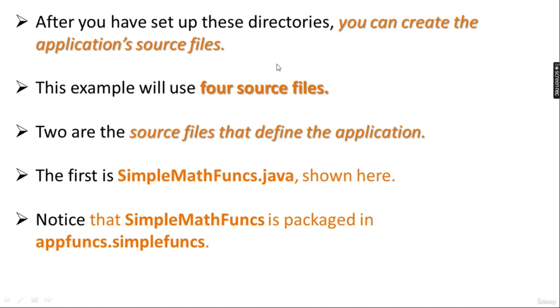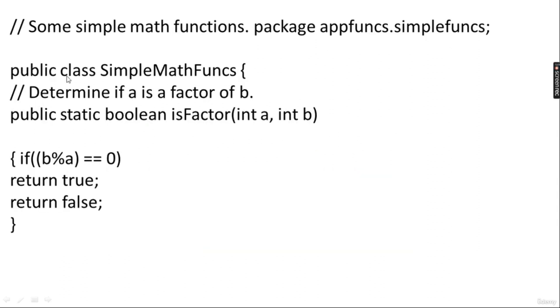After you have set up all these directories, you can create the application source files. There will be four source files. Two are the source files that define the application. First is SimpleMathFunctions.java, which has three basic mathematical functions. Notice that SimpleMathFunctions is packaged in appfunctions.simplefunctions. So this is one source file. You can write it down or you can go through it.